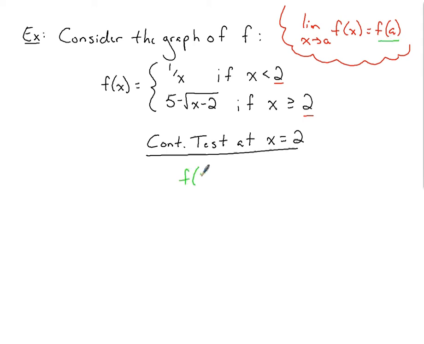Got to plug in where the function is defined for x being 2. So that would be where x equals 2. x is greater than or equal to 2 for the second piece, right? So I'm going to plug into the second piece. 5 minus the square root of 2 minus 2, so that's going to be 5 minus 0, or 5. So f of 2 gives us a value, unlike the last one. Since it gives us a value, we move forward. As we move forward, we explore the limit next.